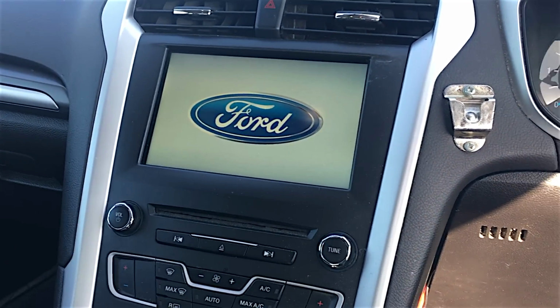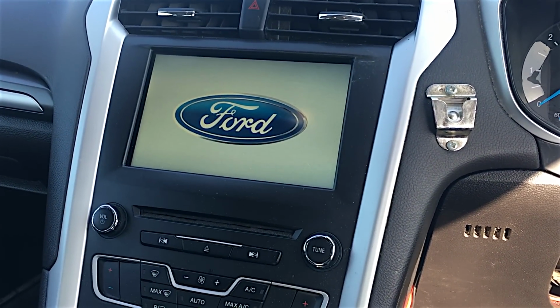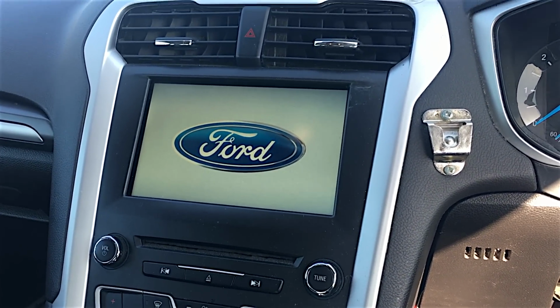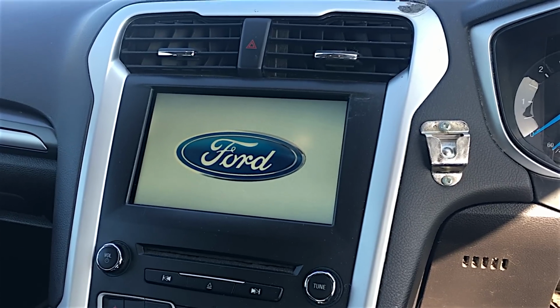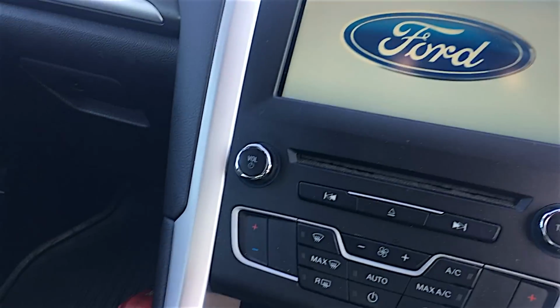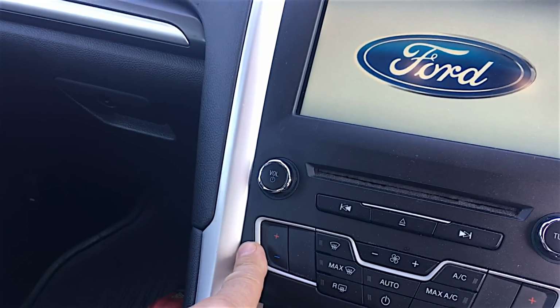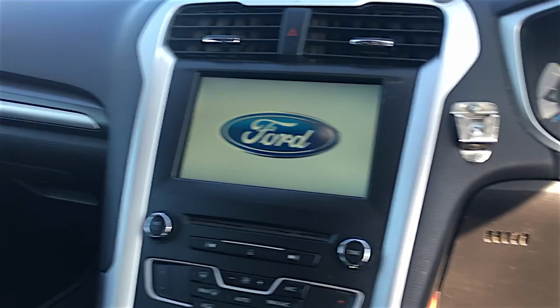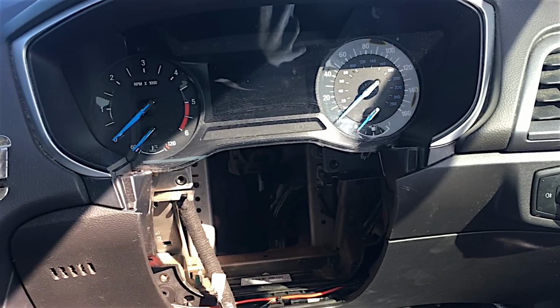These Mk5 Mondeos have what's called climate control. It's a more advanced form of air conditioning, whereas you can set the temperature from the passenger side different to that of the driver's side.